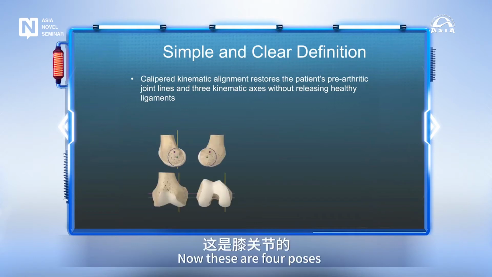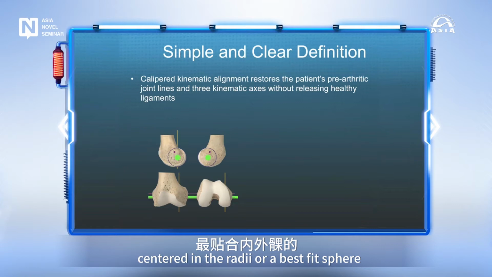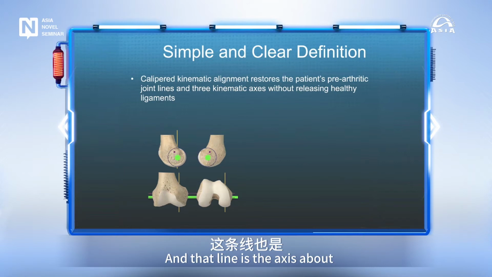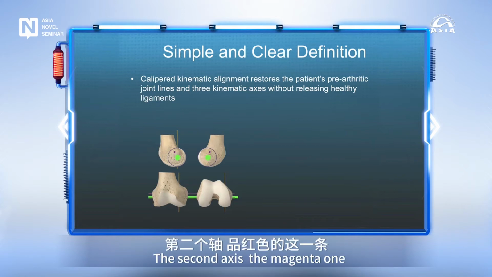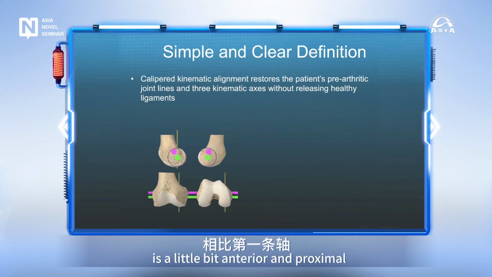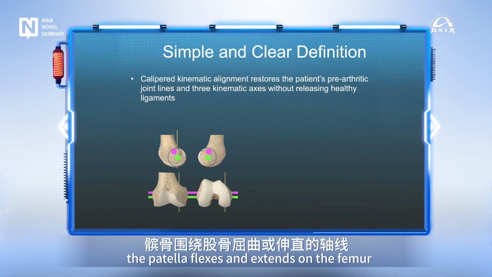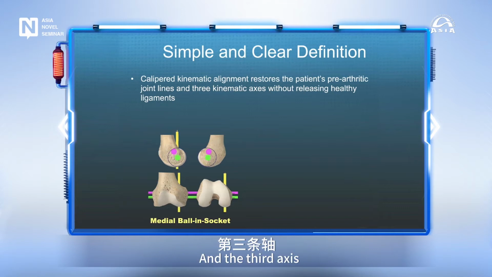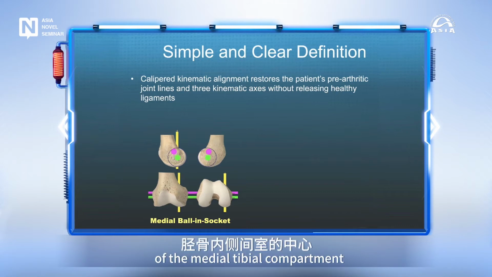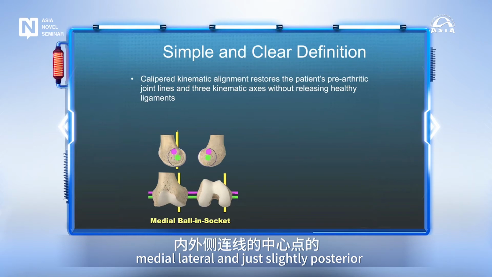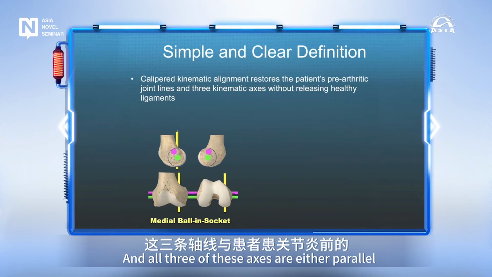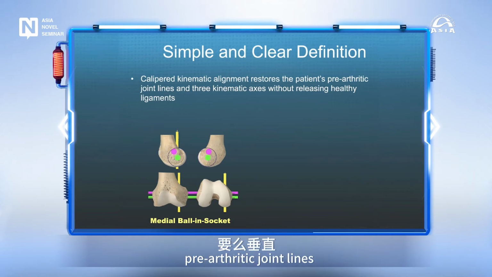Now, these are 4 poses of the knee, and the green line is a line centered in the radii or a best fit sphere in the medial and lateral femoral condyles, and that line is the axis about which the tibia flexes and extends on the femur. The second axis, the magenta one, is a little bit anterior and proximal to the first one, and that axis is the one about which the patella flexes and extends on the femur, and it is parallel to the first one. And the third axis is a longitudinal one that passes through the center of the medial tibial compartment, medial lateral, and just slightly posterior to the midpoint. And all 3 of these axes are either parallel or perpendicular to the patient's prearthritic joint lines.